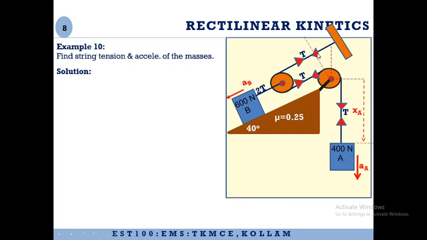Next, the displacement of block A is XA, and the displacement of the pulley is XB. Here we are not finding the displacement of block B to the reference line because this pulley and this block will be having the same nature of movement.